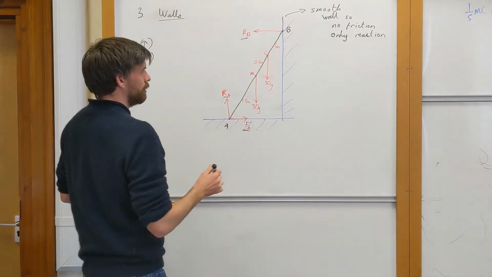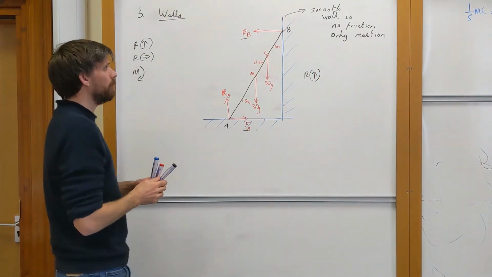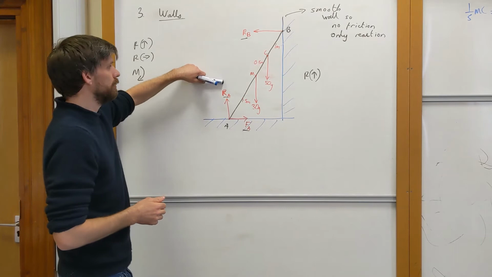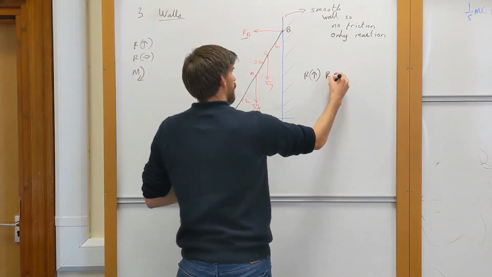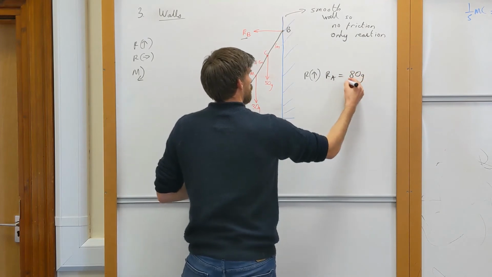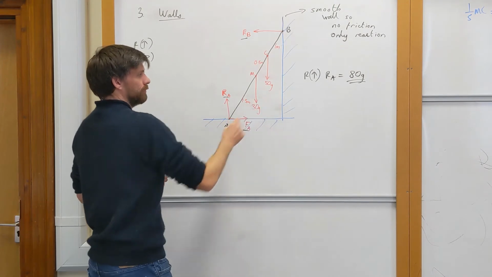Let's start with resolving upwards then. What forces do I add up? Reaction at A, that and that. Those two things have no vertical, so therefore the reaction at A has solely got to be 80g. 30g plus 50g.